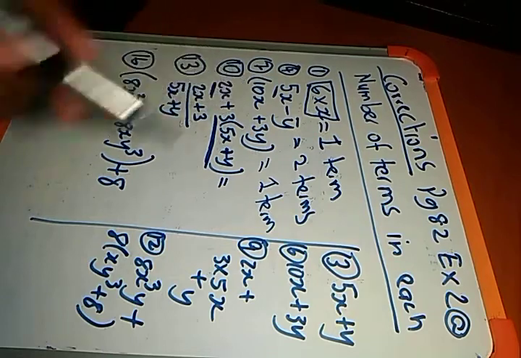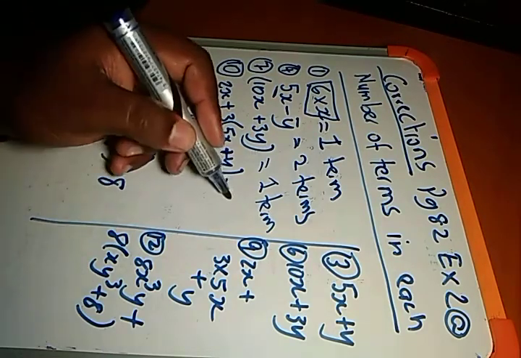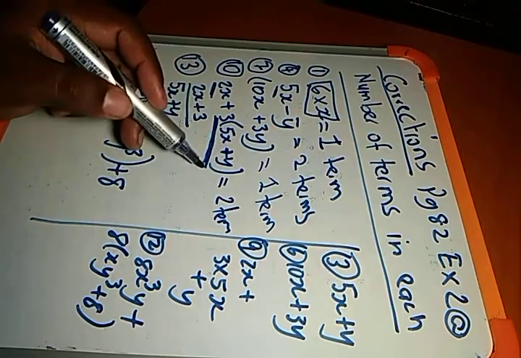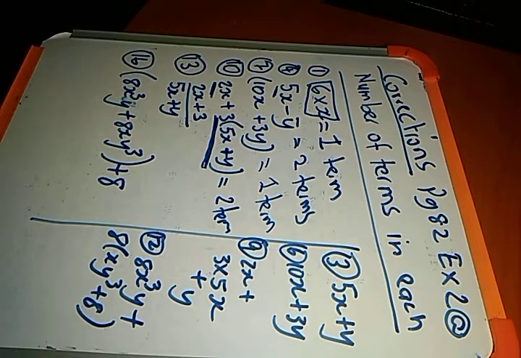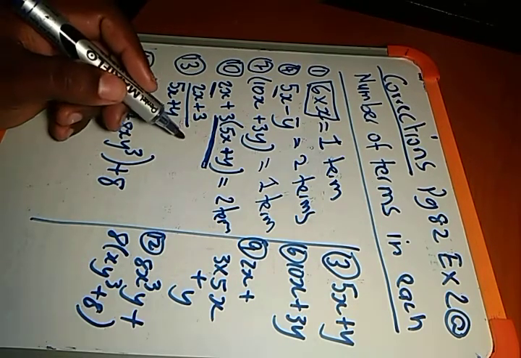The same principle applies that we have at number 7. We've got a plus operation there, so that will be 2 terms. 2x is 1 term and this bracket multiplied by that is a term on its own. So there's 2 terms there.